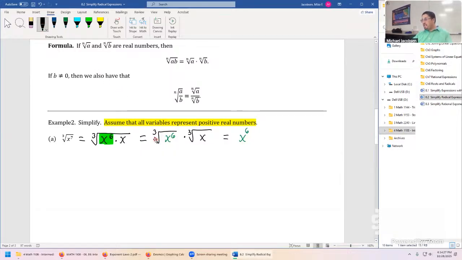We divide it by the index 3, so that's just going to turn into an x squared times the cube root of x. So the answer altogether, after we do this division, is just x squared times cube root of x altogether. So that's how that product property works to help us start to simplify things down. Any questions at the moment, getting through part A?